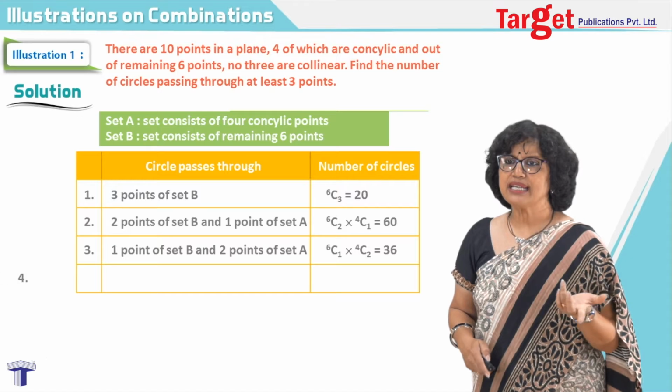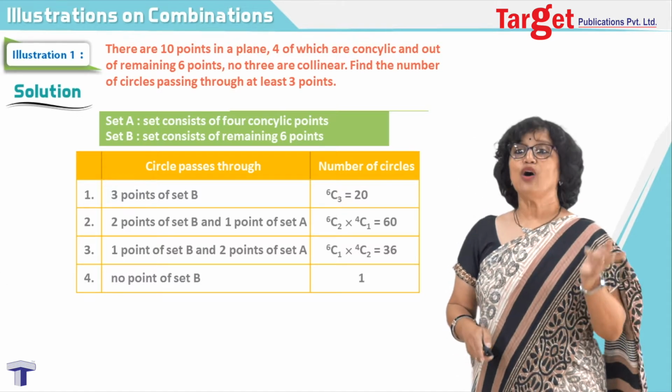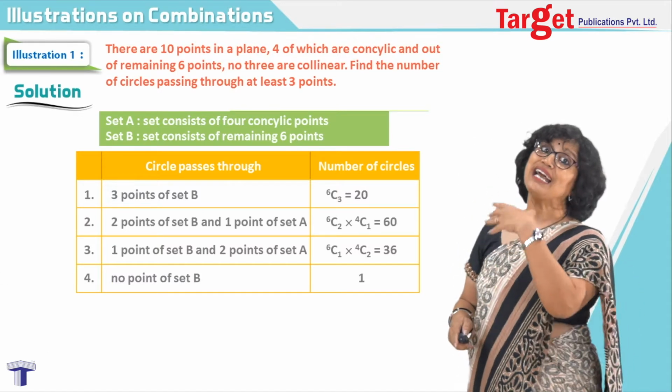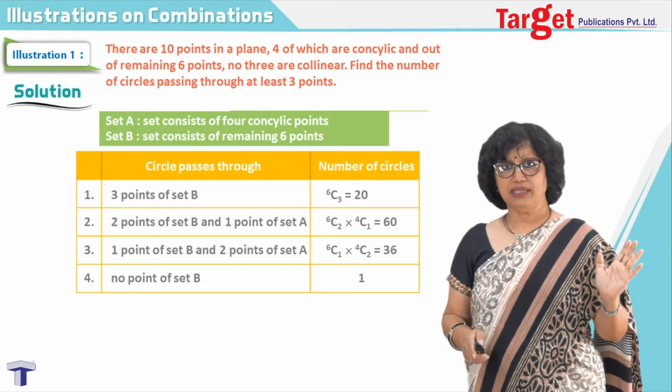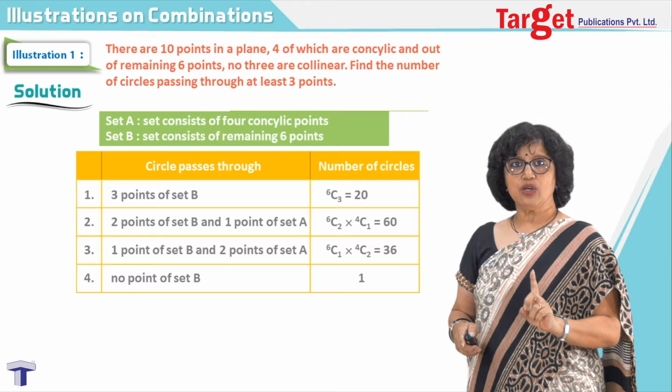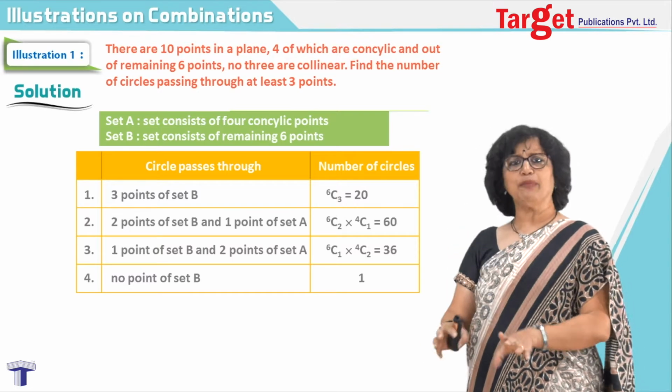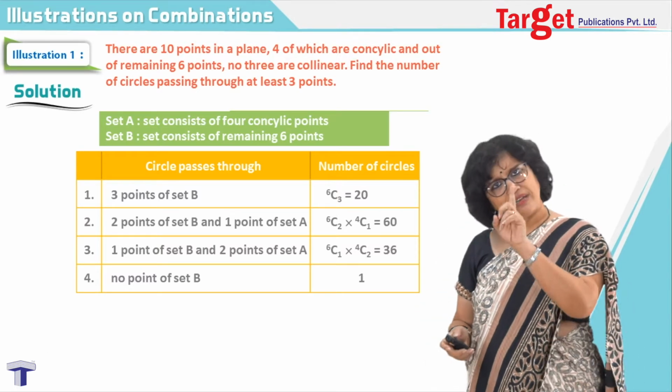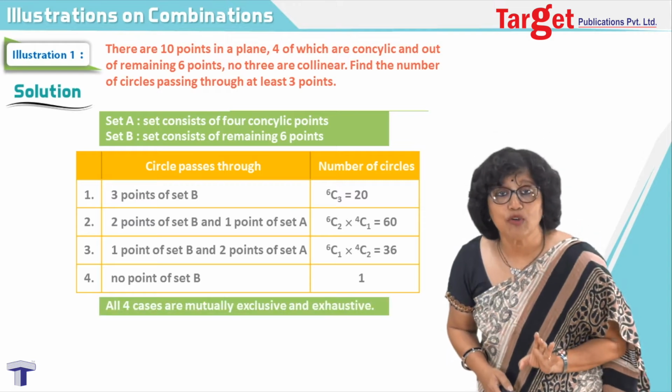And what is now the remaining case? That you take all points from set A only and no point from set B. So if you are choosing all 3 points from those 4 concyclic points, obviously any 3 points, whatever you choose, you are going to get the same circle throughout. So the answer there would be 1.